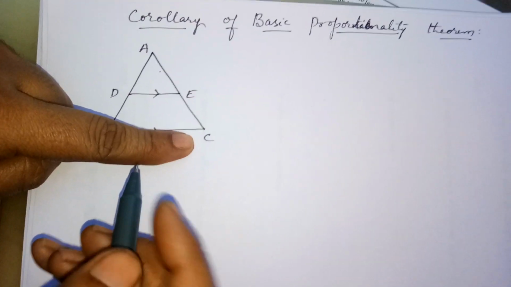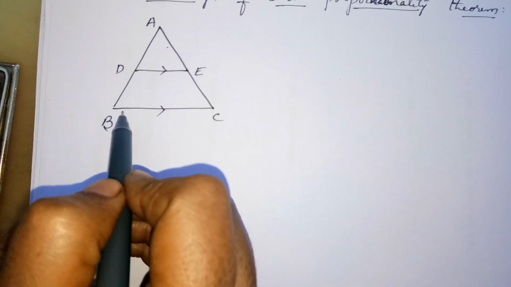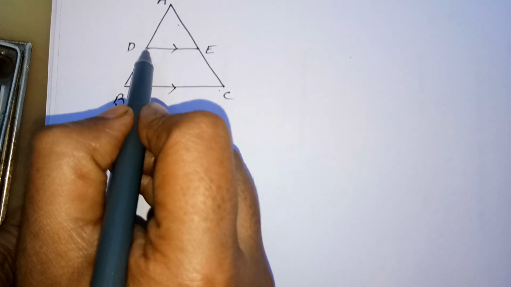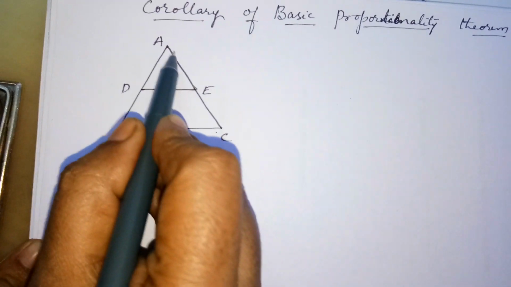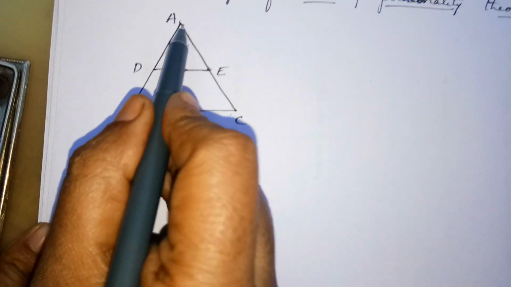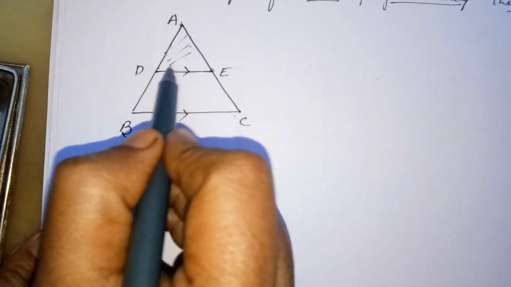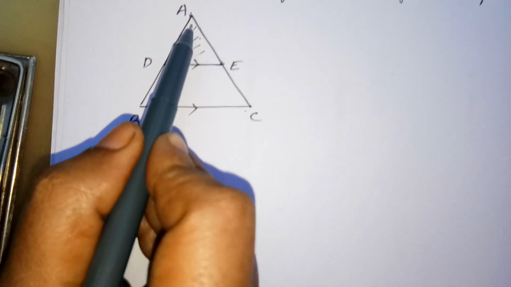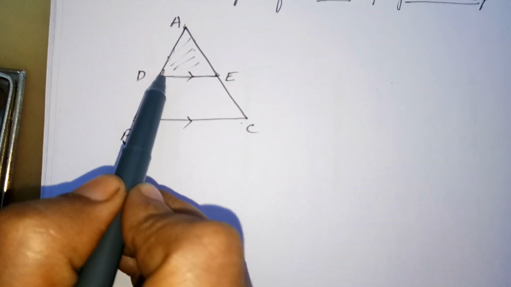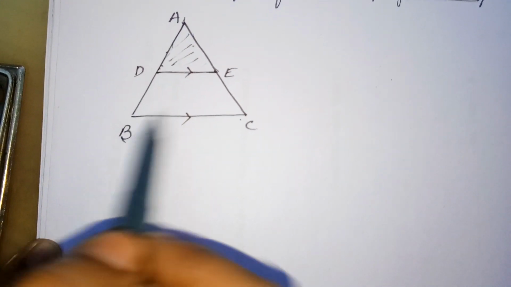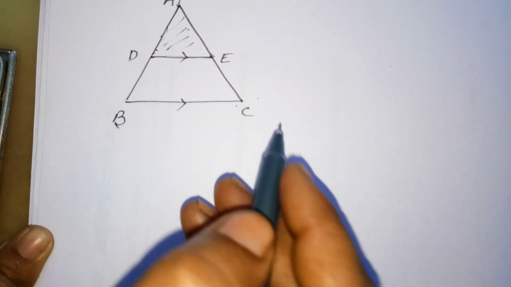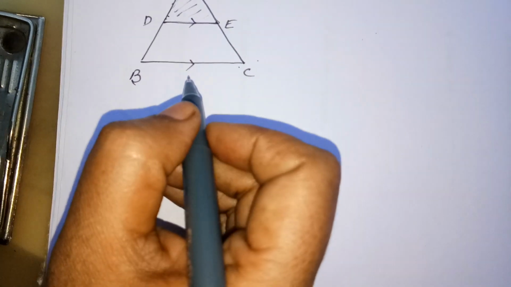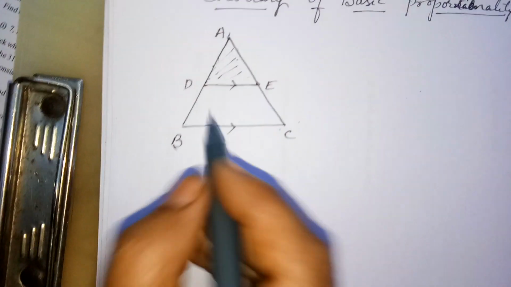The corollary, what does it state? When a parallel line is drawn to any side of a triangle, another new triangle is formed inside the given triangle. The new triangle is ADE. When we compare the sides of the newly formed triangle with that of the given triangle, their corresponding side ratios are equal. Which are the corresponding side ratios?